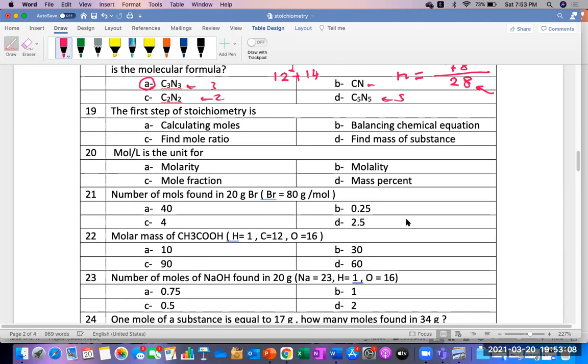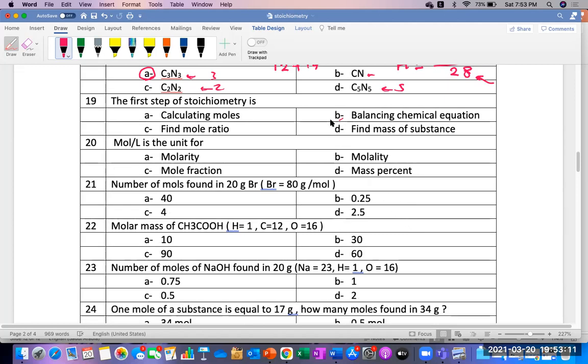The first step always in stoichiometry is balancing the chemical equation.